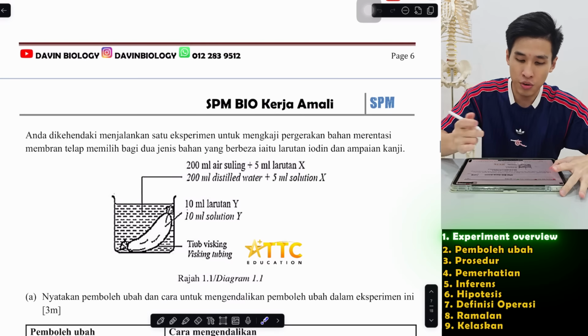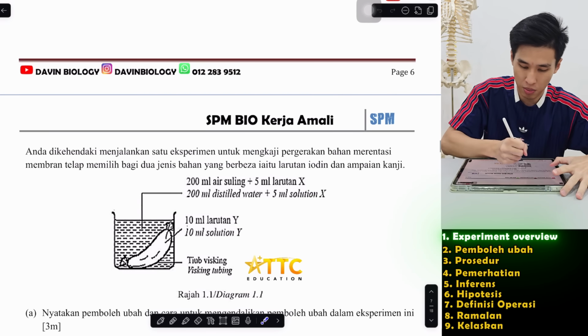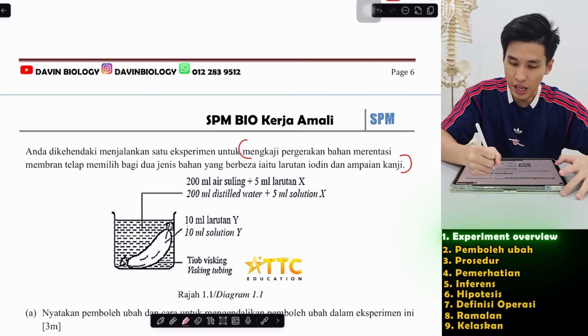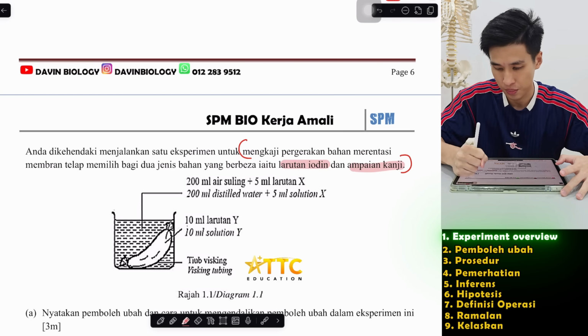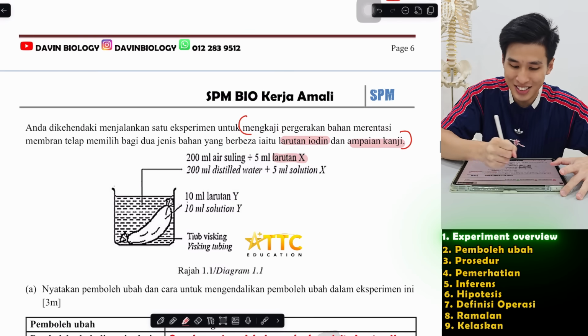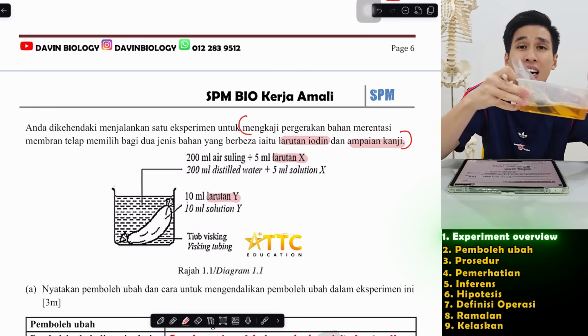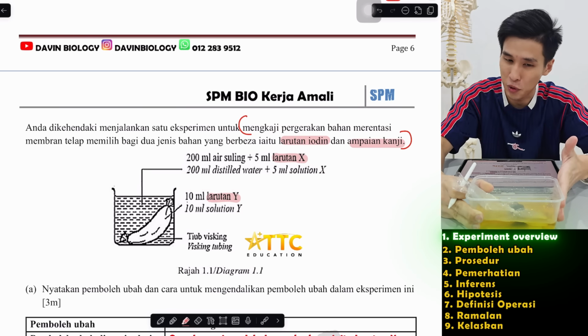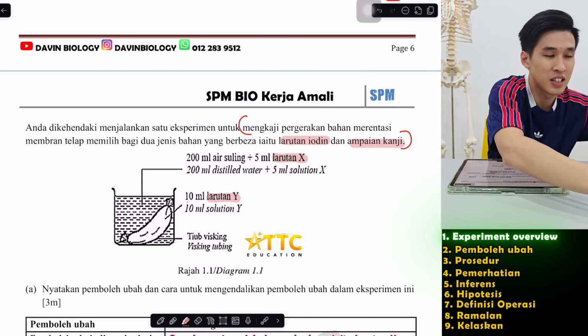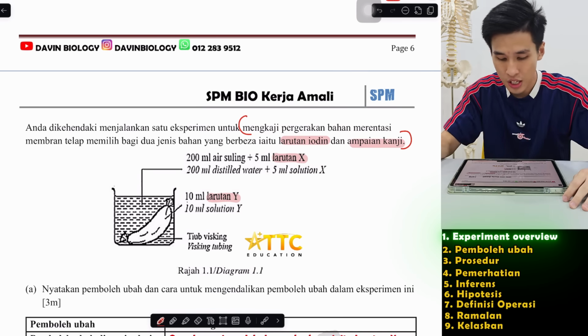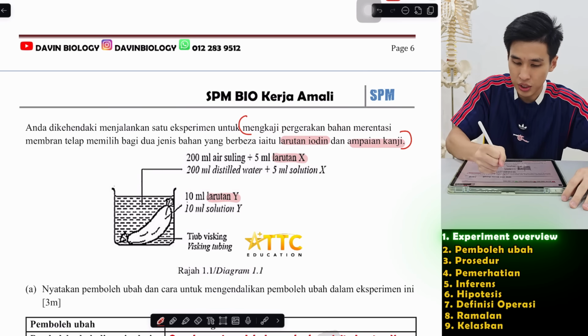Okay, so I'll explain. So if you read the question here, menjalankan satu eksperimen untuk mengkaji pergerakan bahan merentasi membrane telap memilih bagi dua jenis bahan yang berbeza, iaitu iodine dan kanji. So if they give you unknown like X and Y, how are you going to know which is iodine? Obviously, iodine will be this yellow color one. Okay, if you're not color blind, you should be able to see the color, right? So obviously the yellow one is iodine, the other white color one, or we say keruh one, cloudy one, is kanji lor.